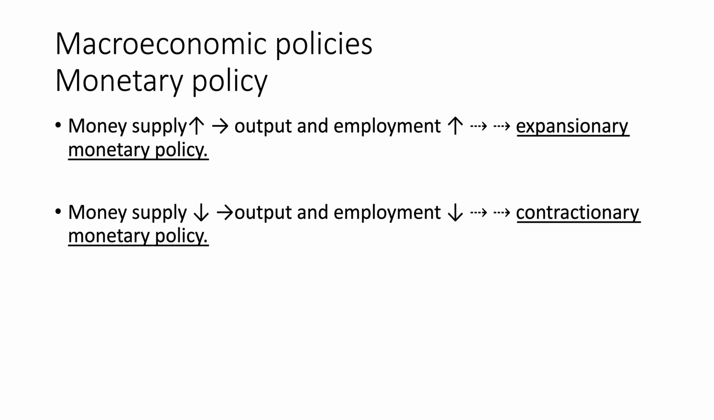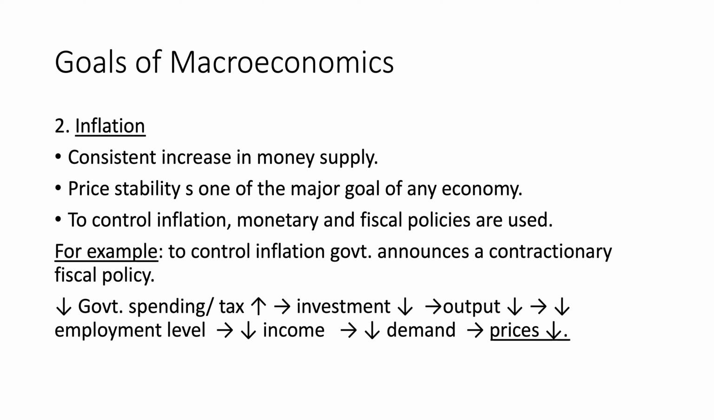Monetary policy is used by the central bank by controlling the money supply. So the first goal of macroeconomics is output: either by using monetary policy or fiscal policy, output and employment can be affected. How? The procedure we have just discussed. Then comes the second goal of macroeconomics, which is inflation. Inflation, let us first define it: a consistent increase in overall prices.